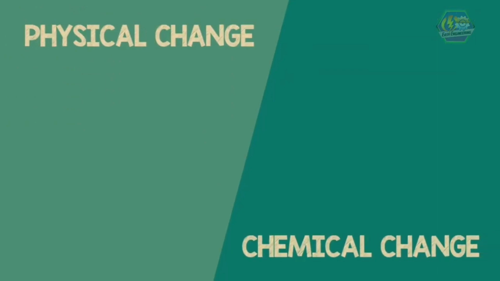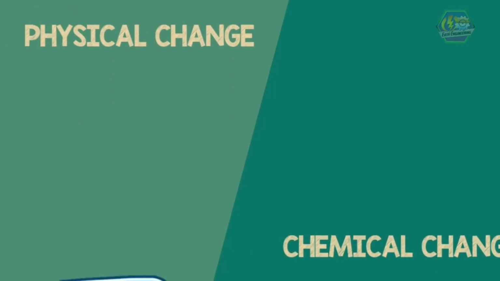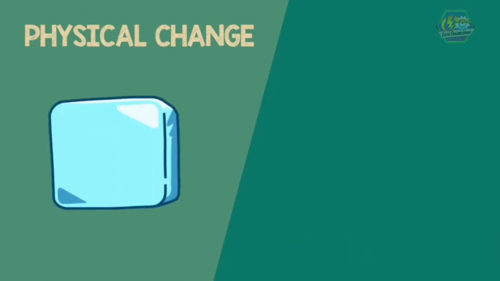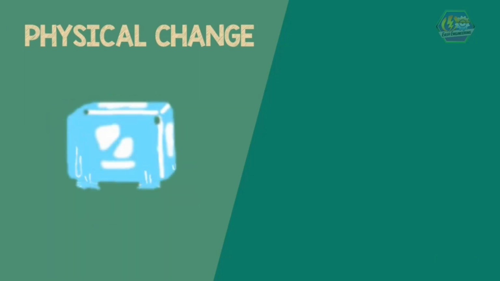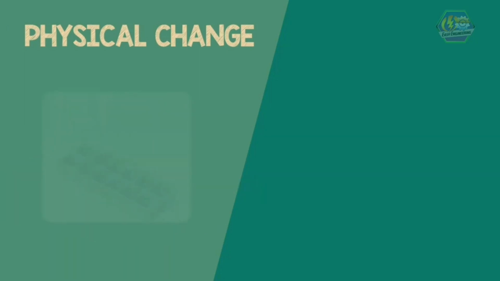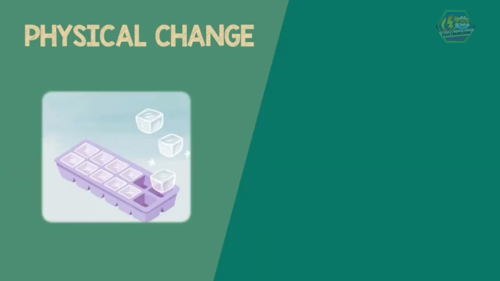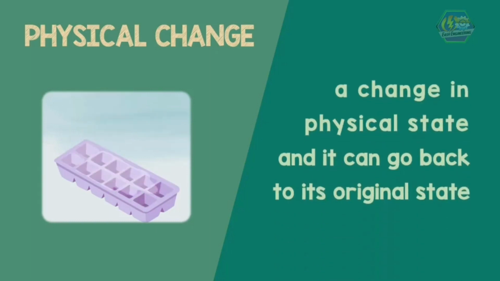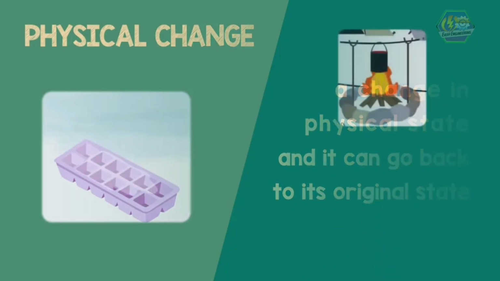A substance can also undergo physical or chemical change. For example, ice. When the ice is exposed to room temperature, it will become liquid, but when you put it again in the freezer, it will go back to ice. This is an example of physical change. In simple terms, it is just a change in physical state, and it can go back to its original state.